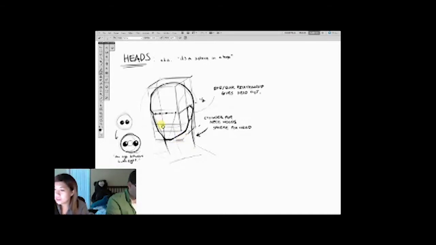So I'm going to put in a triangle to represent the bottom of the nose here. And the mouth line is halfway between the bottom of the jaw and the nose. So here we have a half for the eye, 3/4 for the nose, and then that's 5/8 for the mouth.